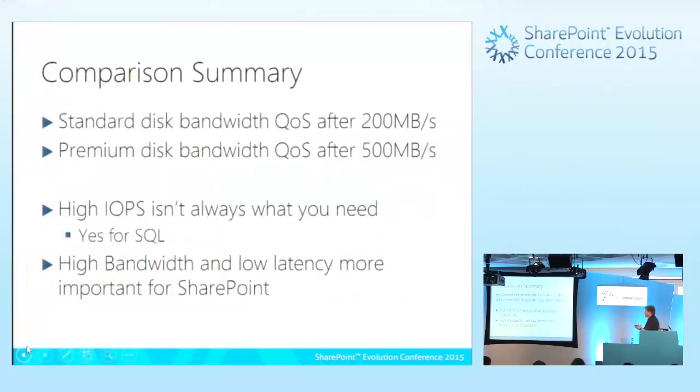So kind of just as a comparison, as a summary, what we're really looking at is standard disk drives give us this kind of limitation, 200 megabits per second. Premium storage, 500 megabits per second. So we can do SharePoint for real here. Bear in mind the cost. High IOPS isn't always what you need.